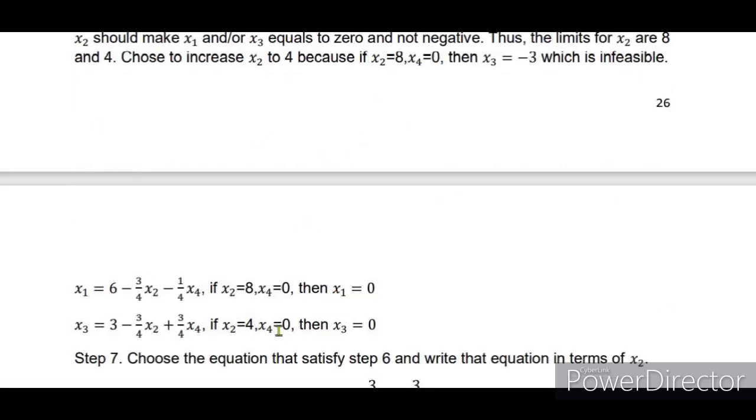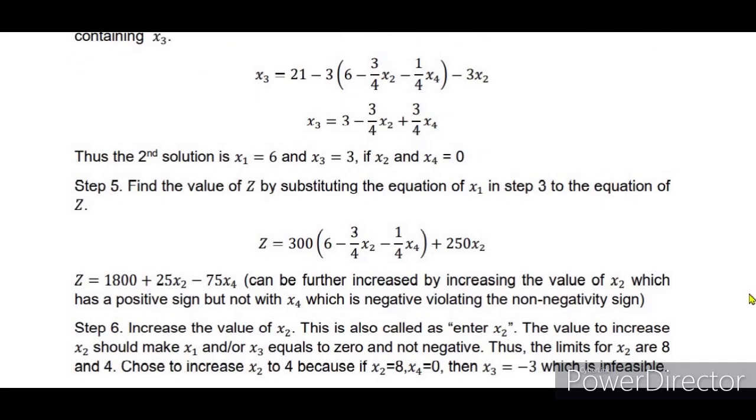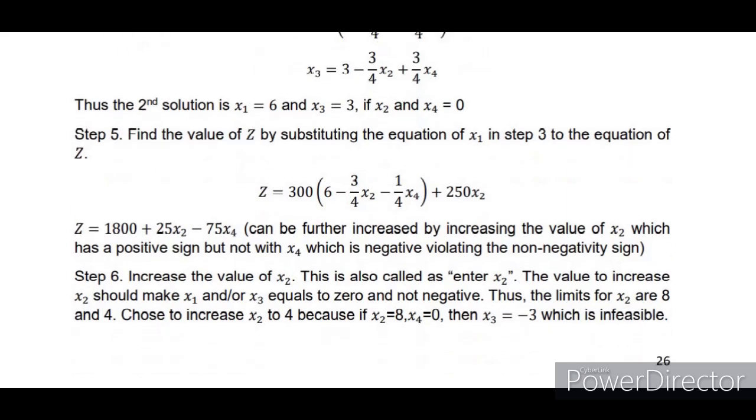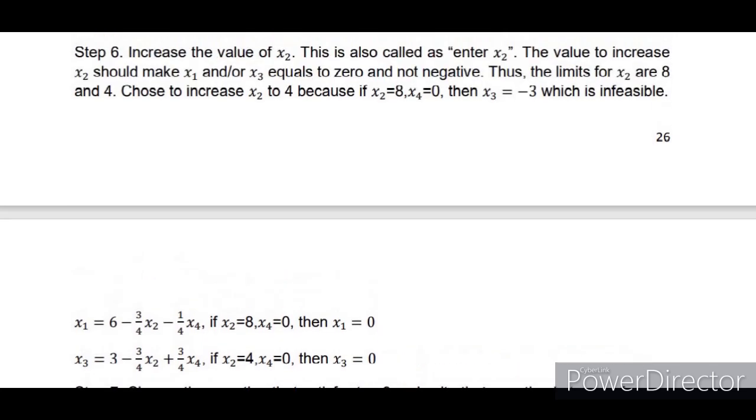We just try to make x sub 1 equal to 0 in the equation we got from step number 3, and we just try to make the value of x sub 3 equal to 0 in the equation that we got from step number 4. Okay, so we will use the equations we got from step number 3 and step number 4 to find the limits of increasing x sub 2.